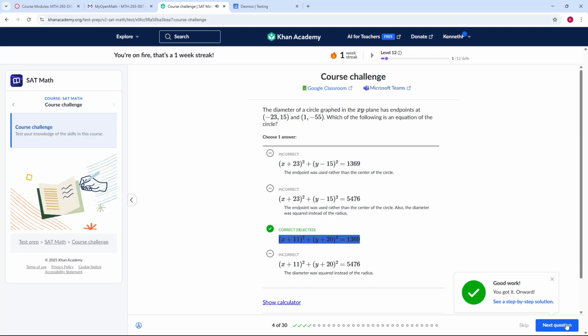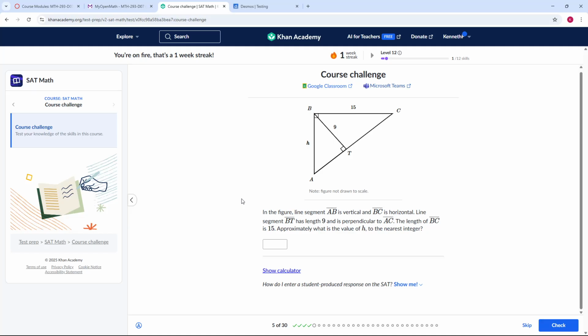Okay. Now, in the figure, line segment AB is vertical and BC is horizontal. Line segment BT has length 9 and is perpendicular to AC. So let's draw, well, that's already drawn. The length of BC is 15. Approximately what is the value of h to the nearest integer?